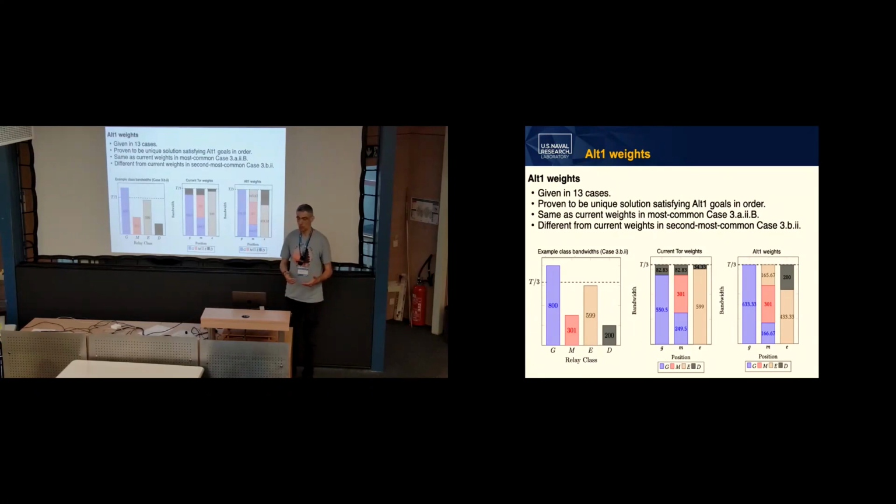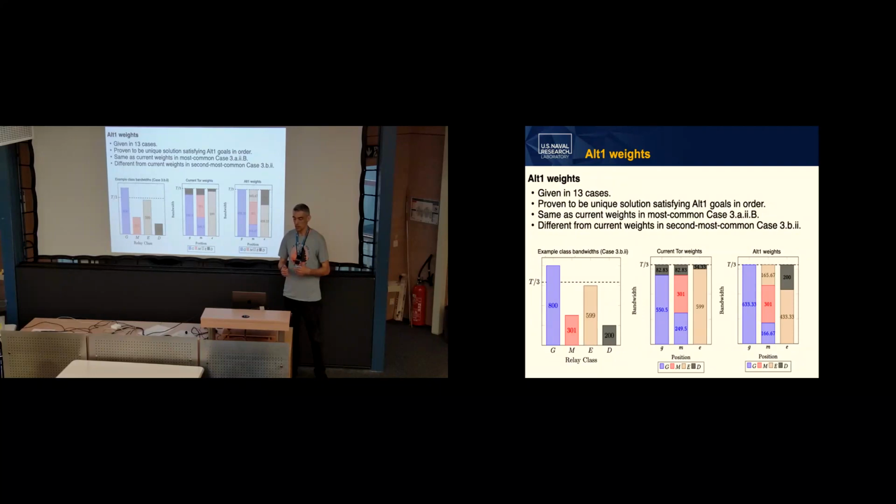So we derived weights for both of these sets of goals. I'm going to talk about the Alt1 weights that we derived. They're also given in 13 cases, not the same ones, though. We proved that our solution is the unique solution. This set of goals is exhaustive. You can't add any more goals. The weights are already defined.